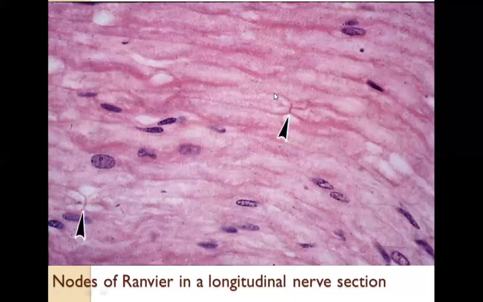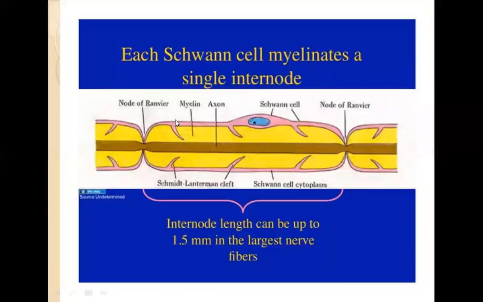Here in this H&E preparation, look closely. This is one segment of myelin. This is another segment. And here, by the pointed arrow, is the node of Ranvier. Again, this is the node of Ranvier between two segments of the myelin sheath. And I told you the cytoplasm of the Schwann cell will be pushed to the periphery. So between two nodes, the segment of myelin is also called an internode.